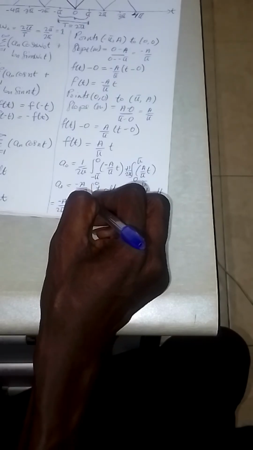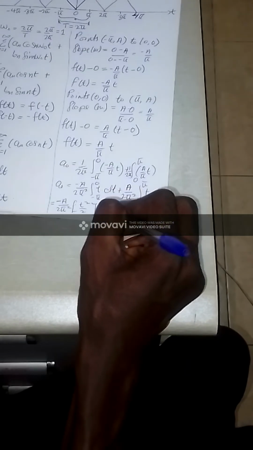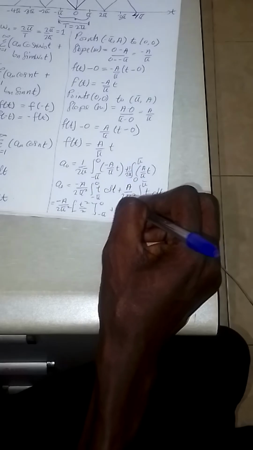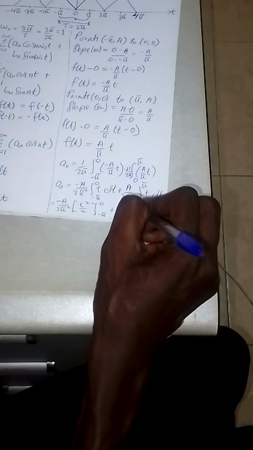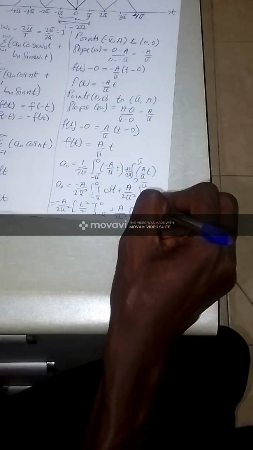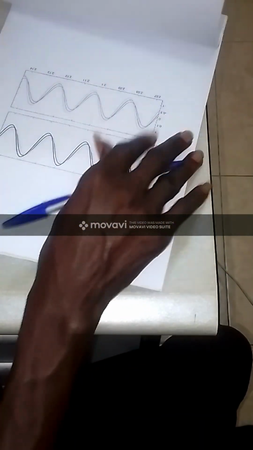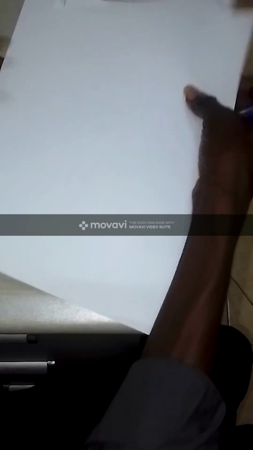So now if I am doing this, I will have minus a over 2 pi squared into, if you integrate t, you get t squared over 2, and the limits are minus pi and 0. Plus, and here you have to know this minus sign is important, plus a over 2 pi squared, and again if you integrate t, you get t squared over 2, and your limits are 0 to pi. Okay, let's turn over our sheet and divide it to have more space.